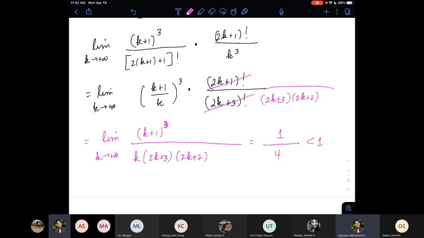All right, so I hope that's clear. Okay, a person sent the question: determining whether that is absolutely convergent, converges conditionally, or divergent.